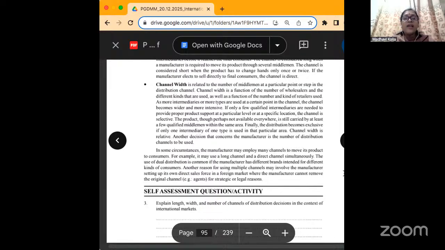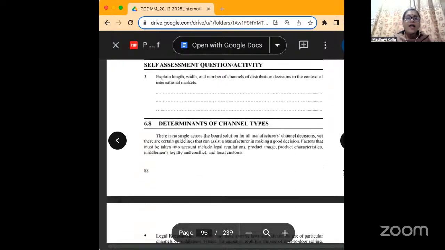The second one is the channel width. That is the number of middlemen at a particular point or step in the distribution channel. Channel width is a function of the number of wholesalers and the different kinds that are used, as well as the number of retailers who are used. So how many retailers are willing to sell your products? Is it one single retailer? Is it multiple retailers in one particular city or location, or is it the same retailer who is going to represent you across the entire nation? These are aspects that should be taken into account.